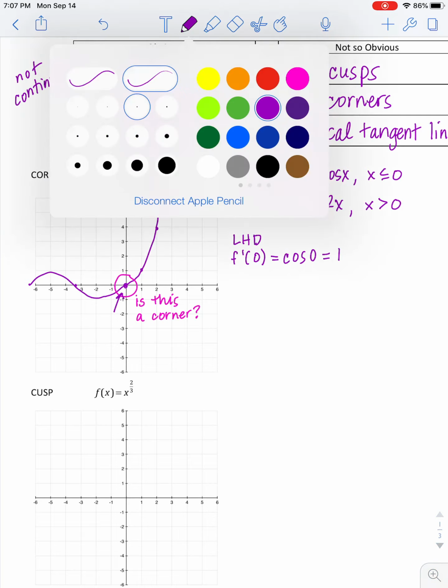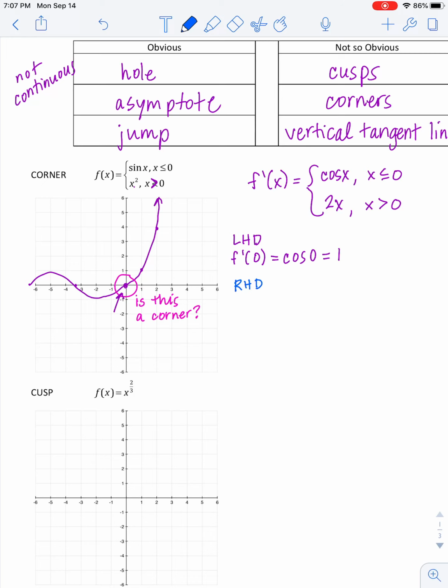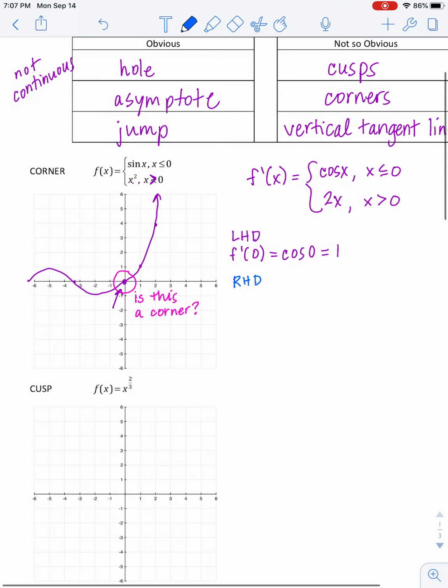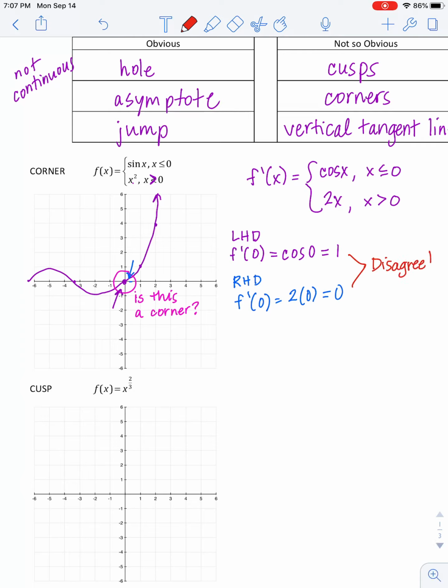And now the right-hand derivative, we're going to estimate f prime of 0 in the other piece, right? So now we're going to plug it into the 2x. And there, of course, I get the slope of that parabola is actually 0 on this side, right? I would have a horizontal tangent line if you think about the way a parabola looks. You would have that vertex there and the tangent line would be horizontal. So because these two values are in disagreement right here, we would say that this function is not differentiable.